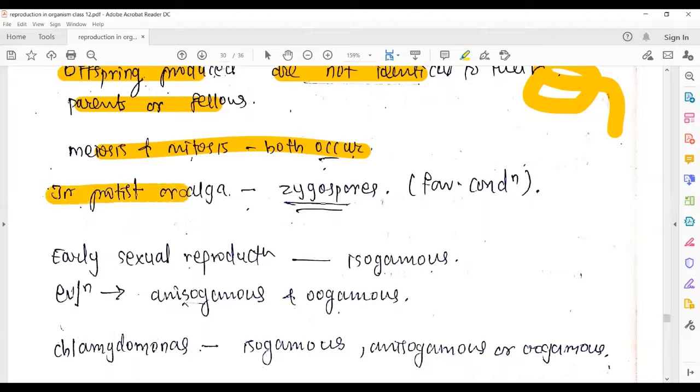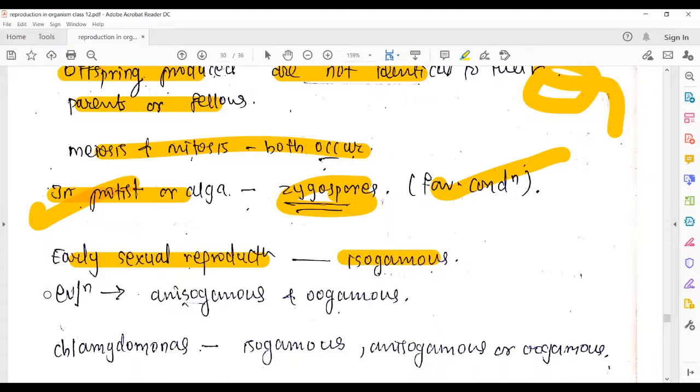Now see, in protists or algae, there is a formation of zygospores, in case of favorable conditions. You should keep this in mind. This example is extremely important for you. In case of protists, or you can say algae, there is a formation of zygospore in the favorable condition. So early sexual reproduction is isogamous, and with evolution it became anisogamous, or it can be oogamous type also.